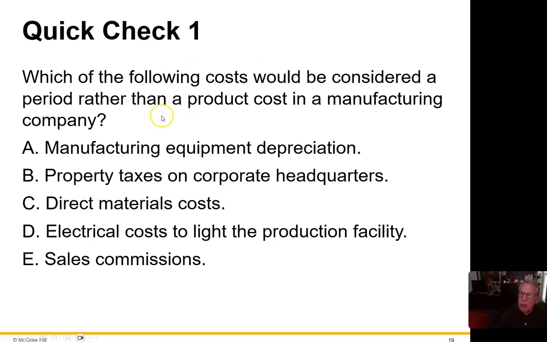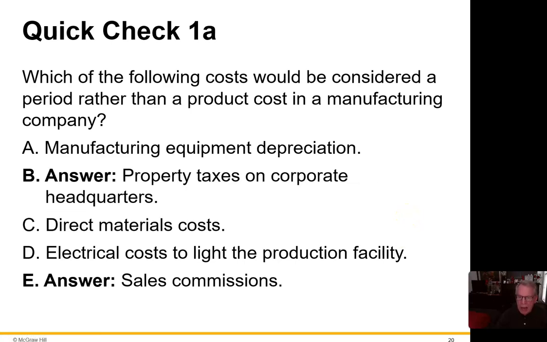Okay, so if we take a look at a quick check here, which of the following costs would be considered a period rather than a product cost in a manufacturing company? Alpha, manufacturing equipment depreciation. Bravo, property taxes on corporate headquarters. Charlie, direct material costs. Delta, electrical costs to light the production facility. And Echo, sales commissions. And I think that one's going to be pretty easy.